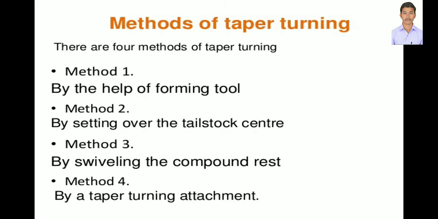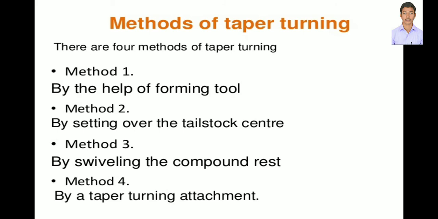And methods of taper turning. The first method is by the help of a forming tool, the second is by setting over the tailstock center, the third is by swiveling the compound rest, and the fourth is by a taper turning attachment. So these are the four methods taken to develop a taper turning on the product. First, by the help of a forming tool: what is the forming tool we use on the lathe machine?